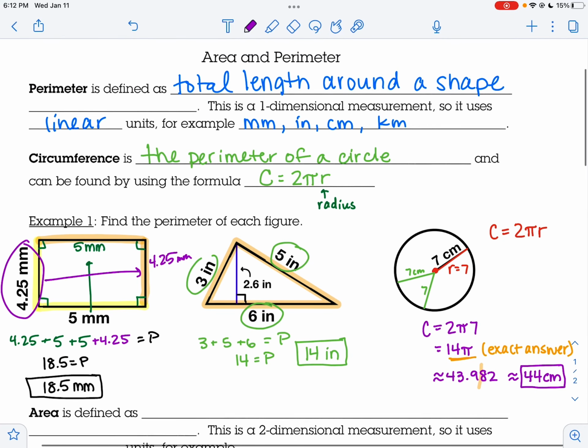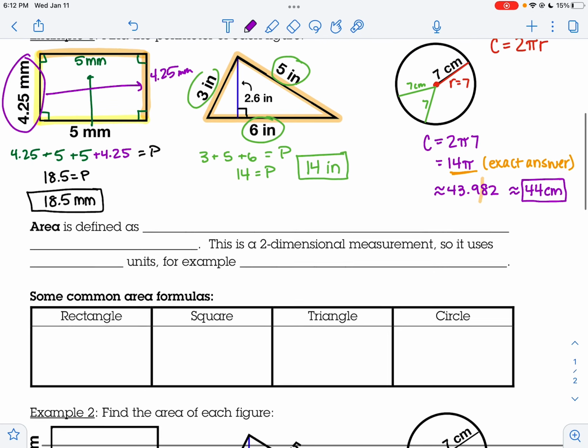Okay, so if you want to take a little pause here, go work on some practice problems. Anything that asks for perimeter now, you've got the information you need to be able to get those. If you need to take a brain break, this is a great time to do it. But we are going to just keep going on to area.